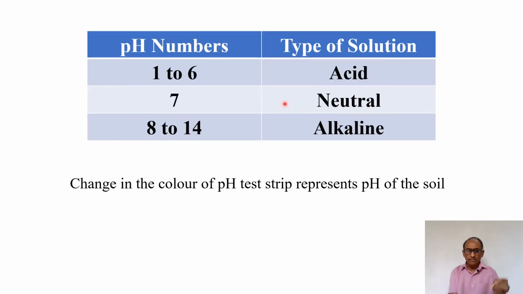So if the pH number is from 1 to 6, then it indicates that it is more acidic. If it is 7, then it is neutral, neither acidic nor alkaline. And after 7, it is alkaline. Okay. So you'll have to just compare the color of the strip with this color code given here, and you automatically get the pH value of the soil sample.